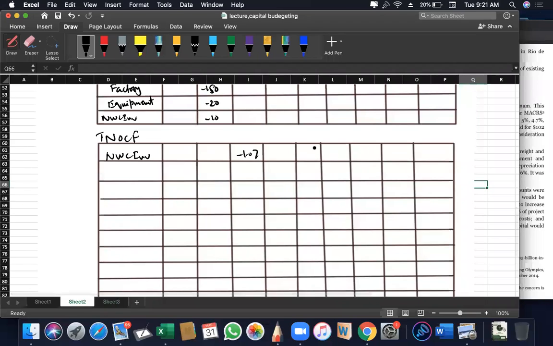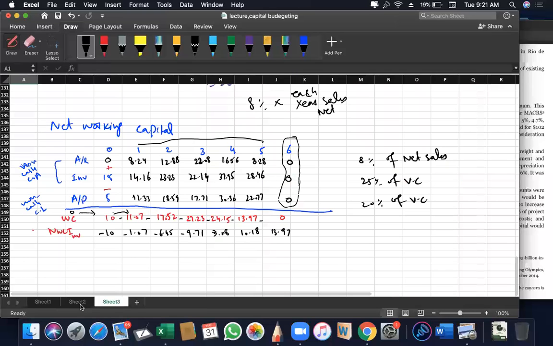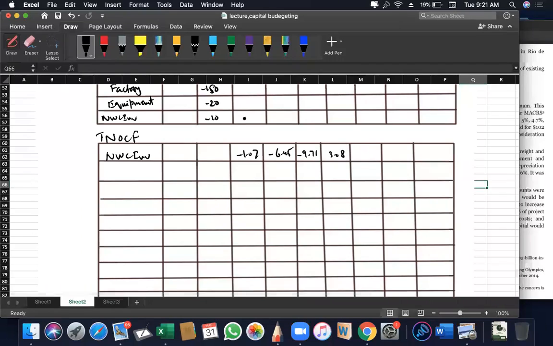minus 6.45, minus 9.71, 3.08, 10.18, and lastly it was 13.97.